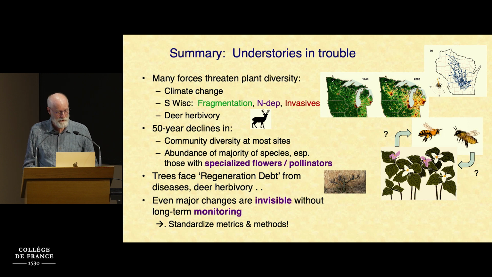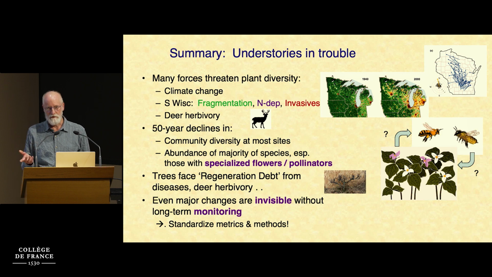And to summarize, many forces threaten plant diversity: climate change, deer herbivory, fragmentation, nitrogen deposition, invasive species. These have contributed to 50-year declines in community diversity at most sites, beta diversity, and the abundance of a majority of the understory plant species in Wisconsin forests, especially those with specialized flowers and pollinators. I think it's probably some combination of those factors, deer herbivory and all those declines in the more specialized dependent plant species that are creating the situation we have now.